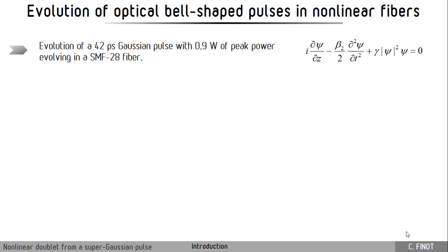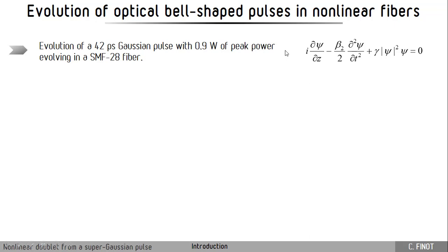To illustrate this, I will consider the numerical evolution of a Gaussian pulse with a peak power around 1 watt in the most standard fiber that we have. This is the SMF28 fiber, which is anomalously dispersive at telecommunication wavelength. The duration of this pulse will be typical of the duration that we will use for the rest of this presentation. It will be 42 picoseconds.